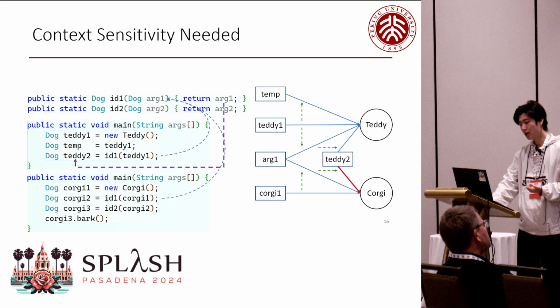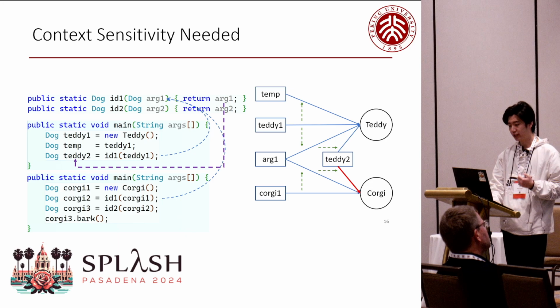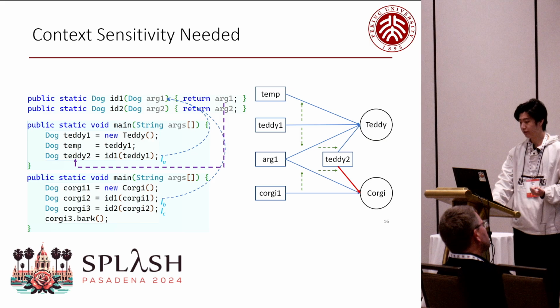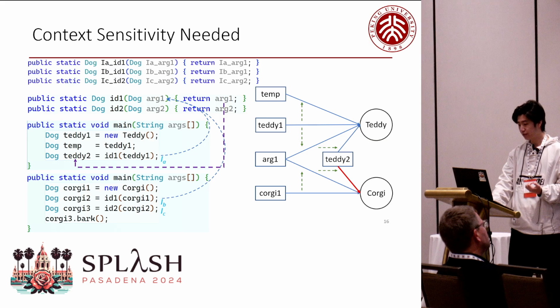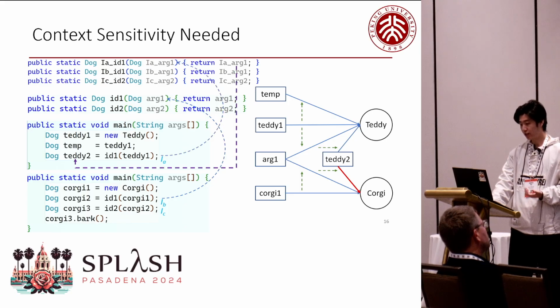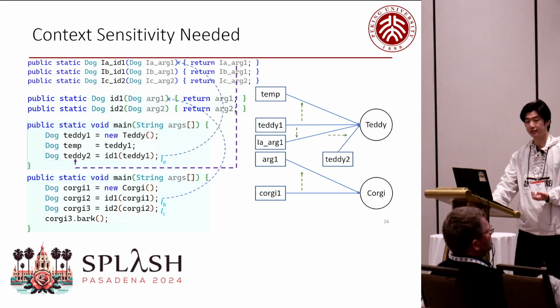The imprecision occurs because we use context insensitivity, which is a coarse abstraction. To improve the precision, we could use context sensitivity. First, we mark function invocations here from IA to IC. Then, we can distinguish different invocations to id1 by considering it as two functions, so that the result of teddy2 will not be affected, and we can now get precise outputs.